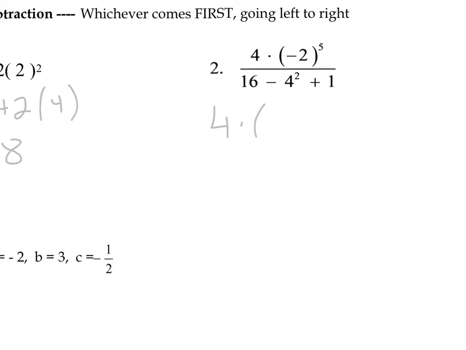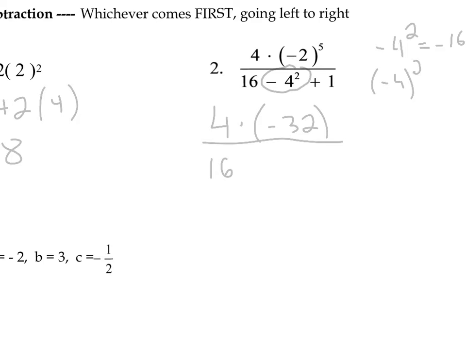So it'll be 4 times negative 32 divided by 16. Okay, this is very tricky. Negative 4 to the second power is equal to negative 16. Many students confuse this with negative 4 to the second power in parentheses. This technically means negative 4 times negative 4, which is positive 16. So please be careful. So that will be minus 16 plus 1.